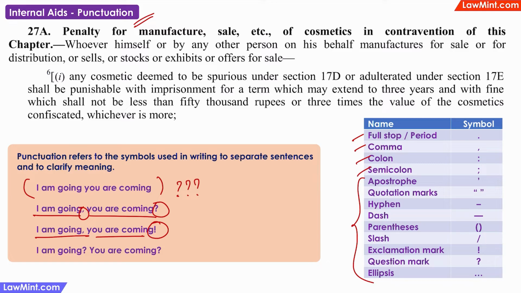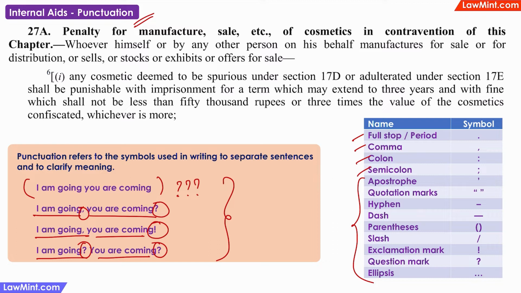In the fourth sentence, the author is not sure about anything. He is asking whether he is going and whether the second person is coming. This is indicated by the question marks after each of these sentences. So, you can see that the meaning of the words changes due to the usage of the punctuation marks.